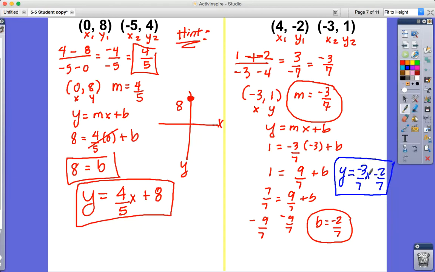This is the slope. This is the y-intercept. This is the reason why you don't want to graph this, because on a graph, negative 2/7 is between negative 1 and 0. So it's going to be in between here. Now, if I draw this graph, it will cross somewhere there. I don't know what that is. That's why we use the equation to be exact.